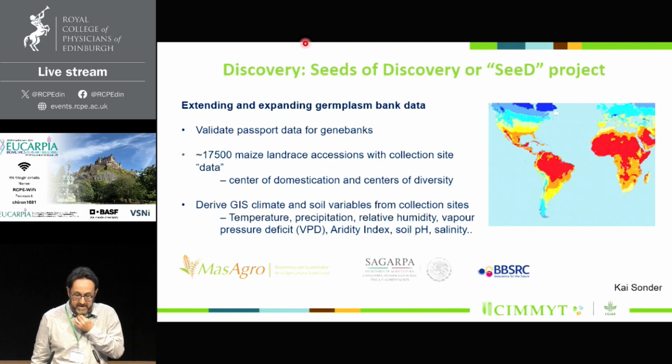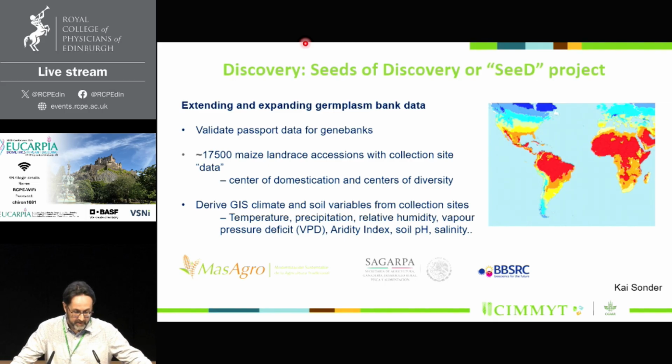So when we first started to standardize and make a systematic approach, it was a project called Seeds of Discovery, or SeeD, and this was largely funded by the Mexican government with a few other partners. This was a very large-scale project to exploit the germplasm bank data. So the first step was to go into the gene banks and validate the passport data for all of these. So use GIS approaches, and painstakingly work through the landrace accessions, see if the information is consistent on the passport data, plot those, understand where they came from.